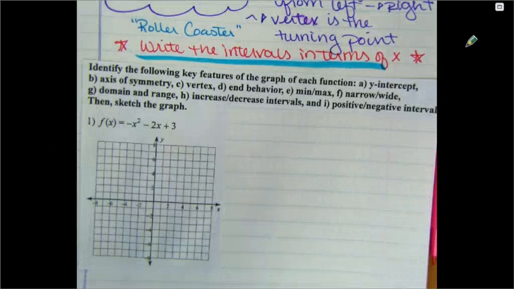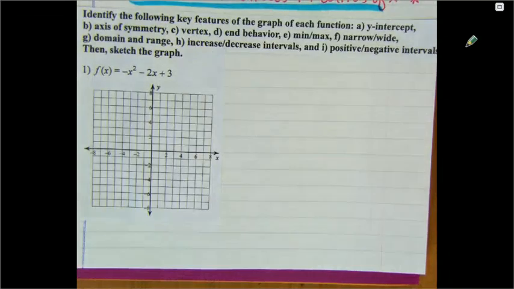All right, we're going to number 1. While you're gluing that in, notice that it says, find the y-intercept. Have you done that before? Yeah. Have you found the axis of symmetry? Yep. The vertex, end behavior, min and max, narrow, wide, domain and range. All of that is old, sorry. There's only 2 new things. So we're doing most of the same things we did on Friday and we reviewed yesterday, correct?